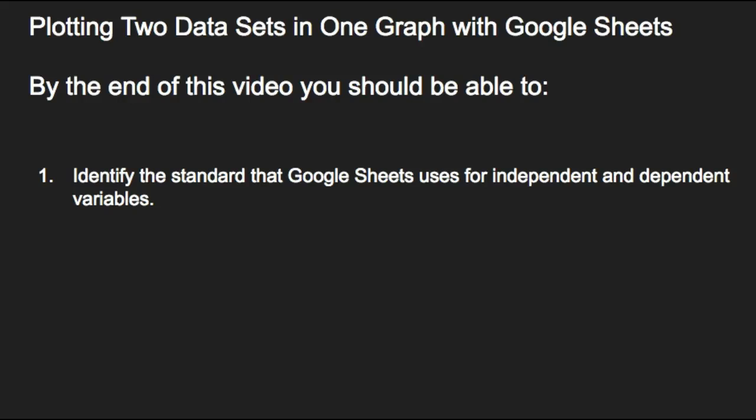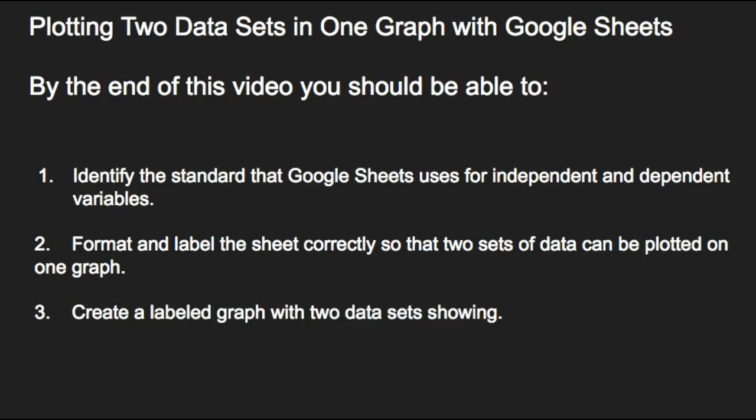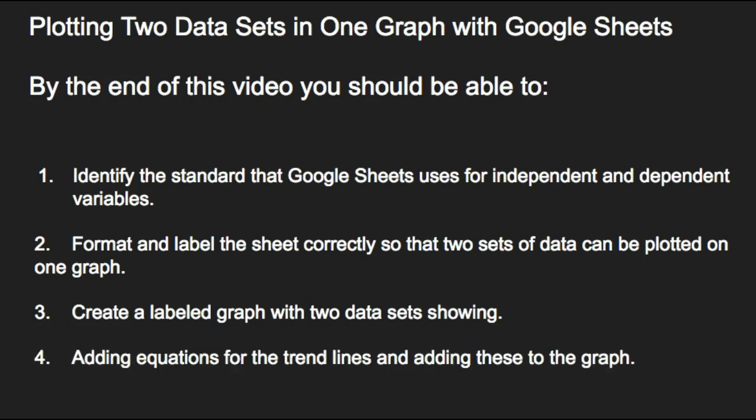This video is about plotting two data sets in one graph with Google Sheets. By the end of this video, you should be able to identify the standard that Google Sheets uses for independent and dependent variables, format and label the sheet correctly so that two sets of data can be plotted on one graph, create a labeled graph with two data sets showing, and finally, add equations for the trend lines and add these to the graph.